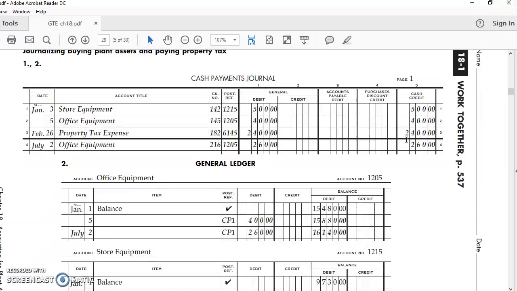On July 2nd, we paid cash for a filing cabinet. A filing cabinet, once again, probably would be in an office and would not be seen by our customers, therefore it's office equipment. That filing cabinet is $260, general debit, $260 cash credit.